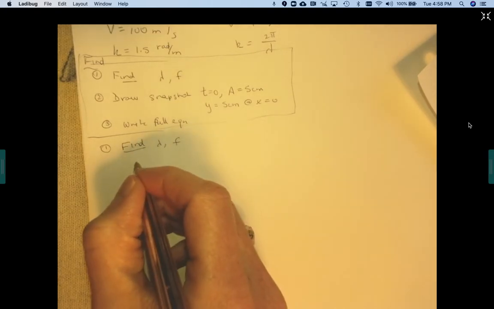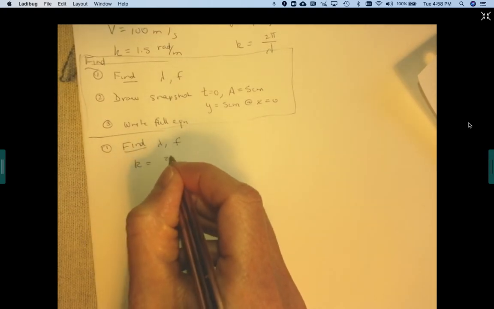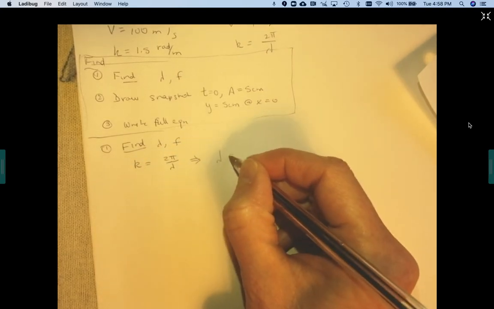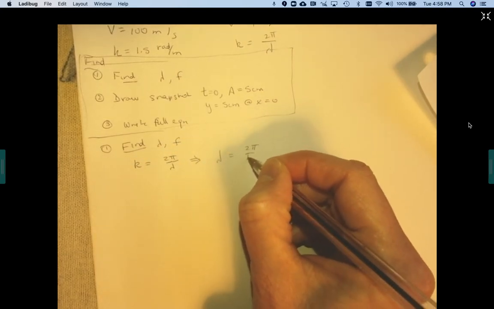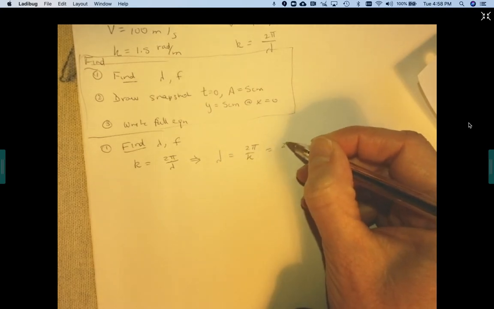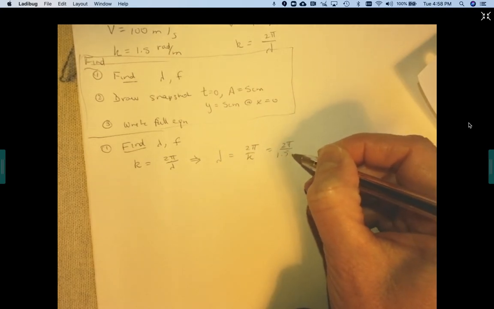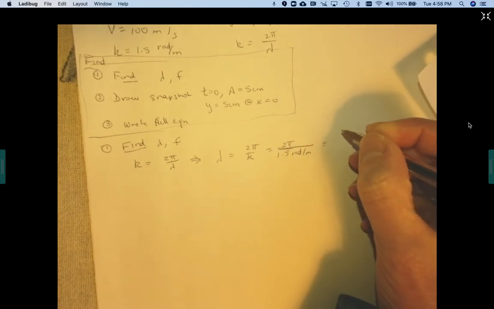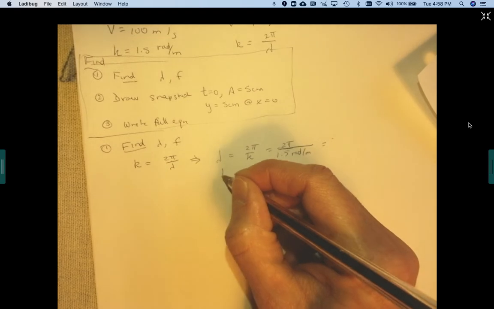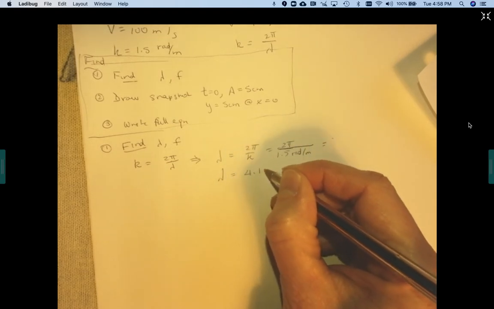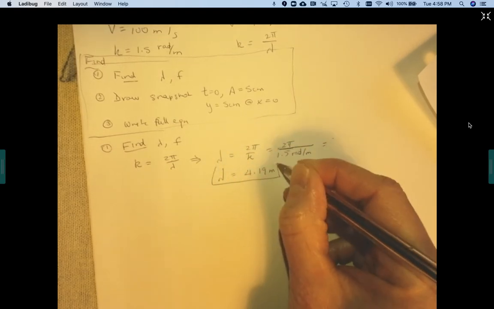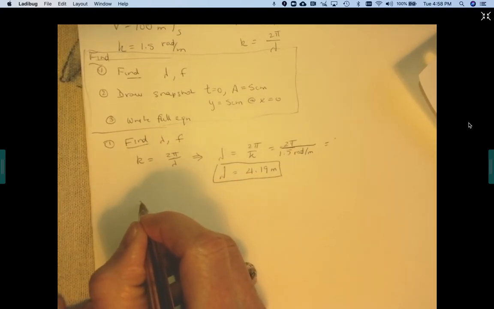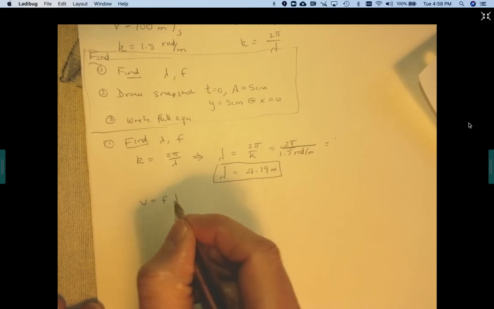Okay, so again, if we start with K equals 2 pi over the wavelength, then we can swap that and solve for the wavelength as 2 pi over the wave number, K. So it's 2 pi over our wave number, 1.5 radians per meter. And I already plugged that in, so I know that that's going to give us lambda is 4.19 meters. So that's good.